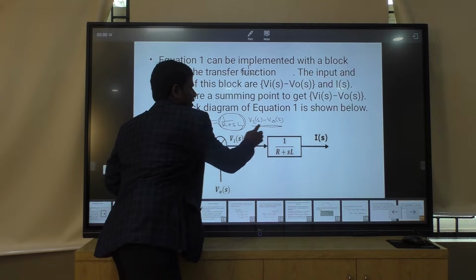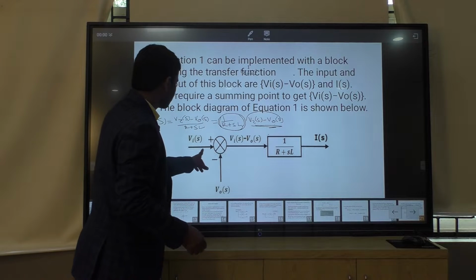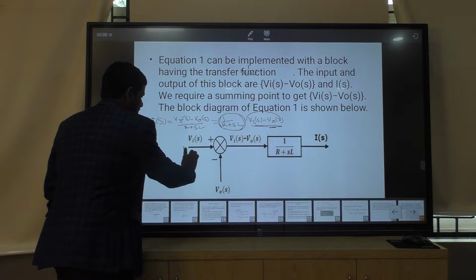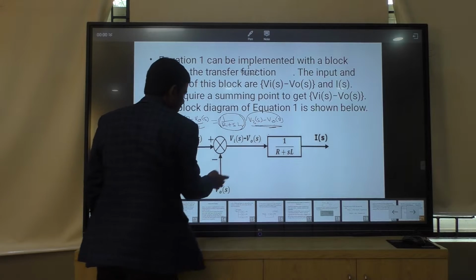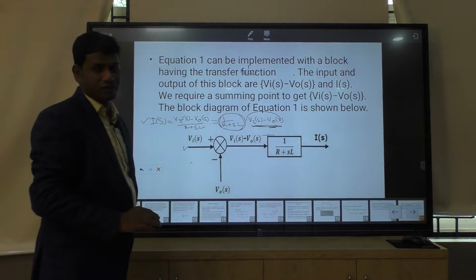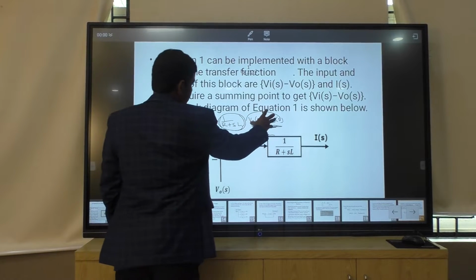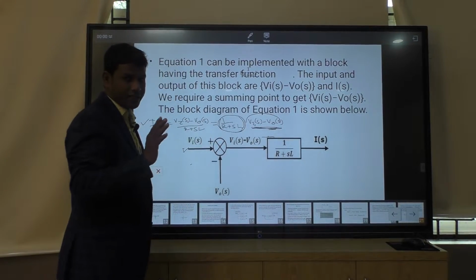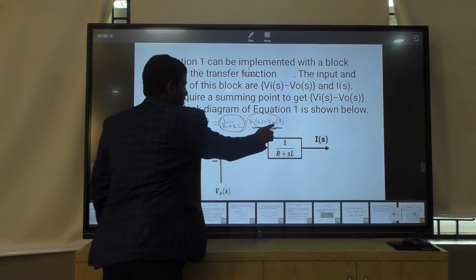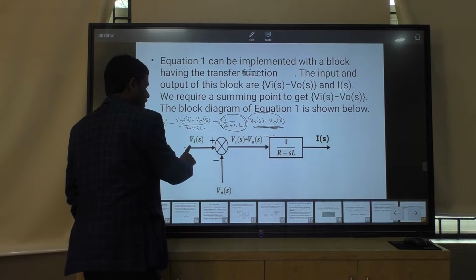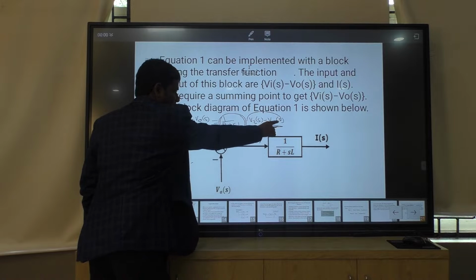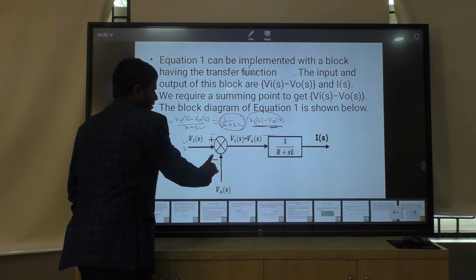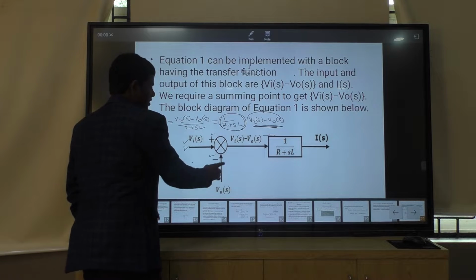Two signals are subtracted, VIS and V naught S. When two signals are subtracted, you use a summing point. You start from the left hand side with the input signal VIS. The inputs to the summing point are VIS and minus V naught S, so apply V naught S with a minus sign. VIS has a positive sign, V naught S a minus sign. So VIS minus V naught S is equal to the output signal.